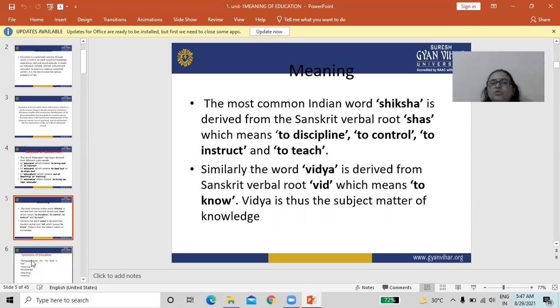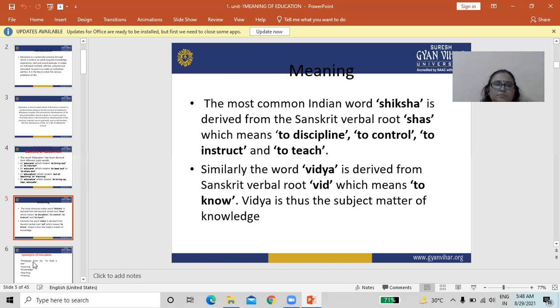The most common Indian word shiksha is derived from the Sanskrit verbal root shas, which means to discipline, to control, to instruct, and to teach. Similarly, the word vidya is derived from the Sanskrit verbal root vid, which means to know. Vidya is thus the subject matter of knowledge.